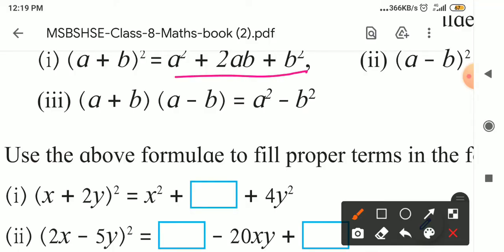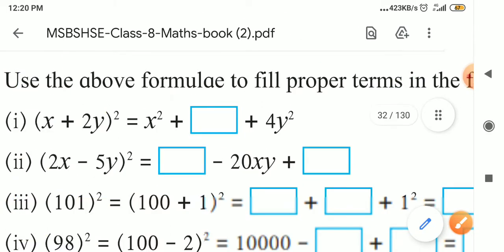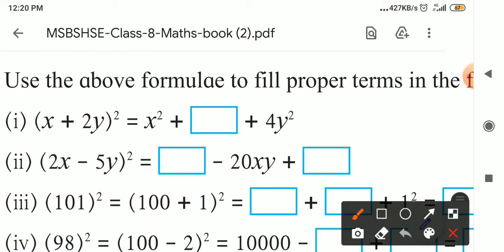According to the formula, the first term square, x square, is already given here, and plus 4y square, b square, the last term square, is also there. So in the middle, what do we have to do? Plus 2ab. The plus sign is already given, we only have to multiply x and 2y, and then multiply it by 2. x into 2y is 2xy, and 2xy multiplied by 2 is 4xy.